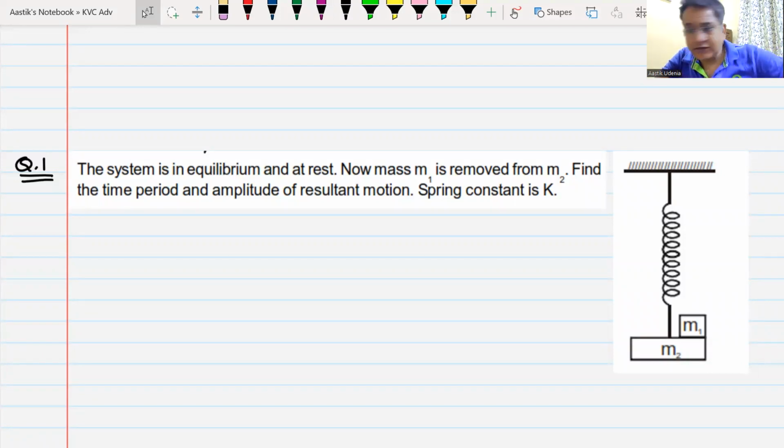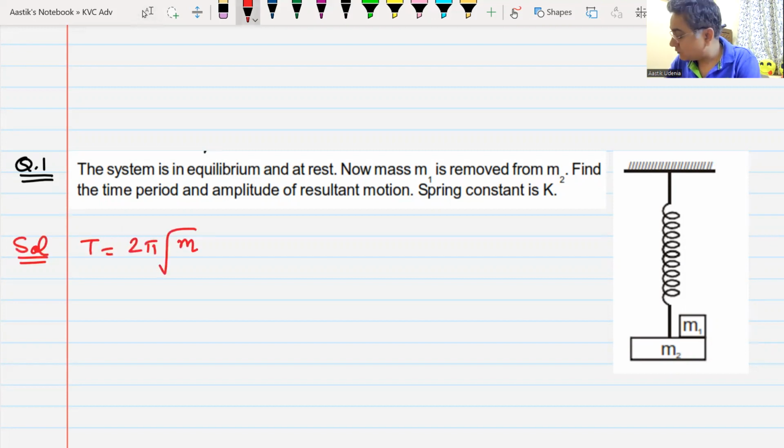You can do this question, Nana. Sir, the time period is the answer? Time period will be equal to 2 pi under root M1 by K. I hope you have read the question correctly, my dear friends.